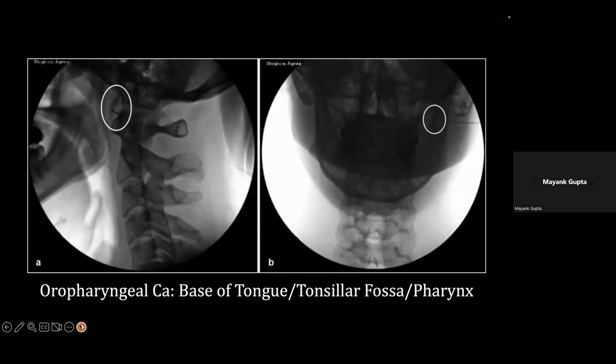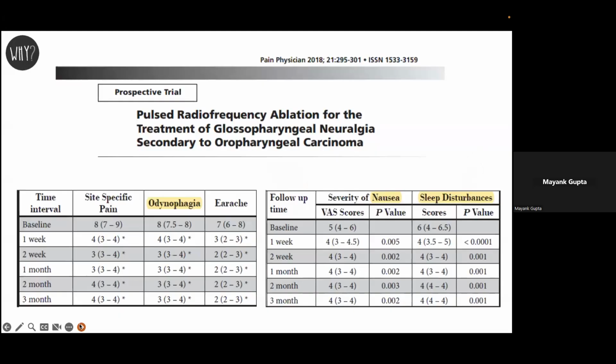Another block which has been found to be effective is the glossopharyngeal nerve block. A patient who has oropharyngeal cancer pain has severe breakthrough pains and odynophagia, and if you keep on increasing the doses of opioids, the patient may develop side effects. So we can do a glossopharyngeal nerve pulsed RF for these patients. And it has been found to not only reduce pain and odynophagia, but also to reduce the side effects of medications, for example nausea, and to improve sleep and mood in patients.